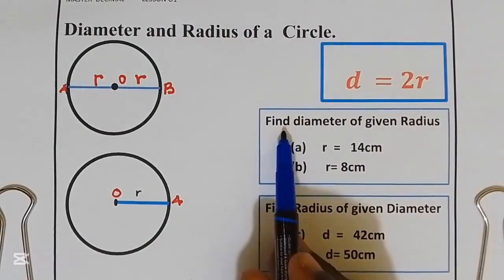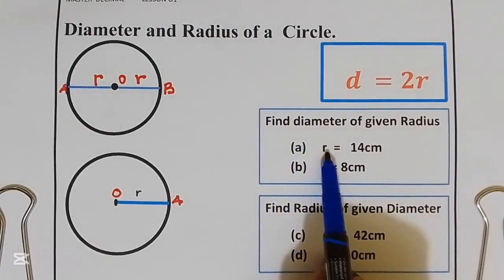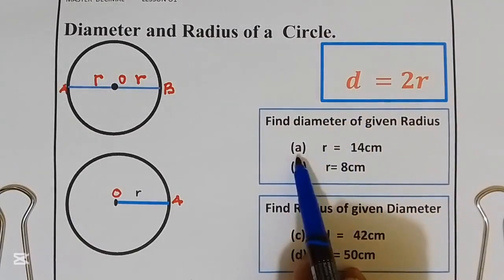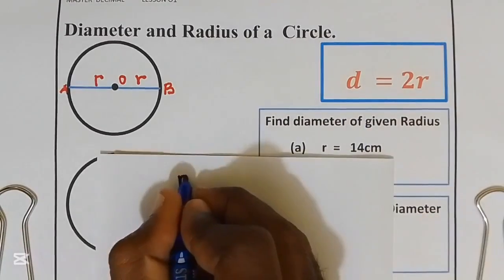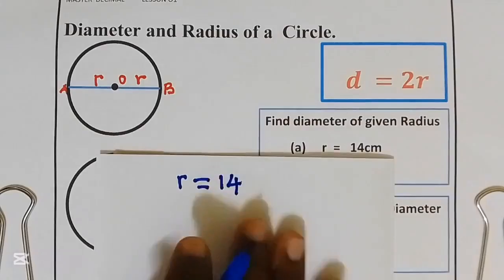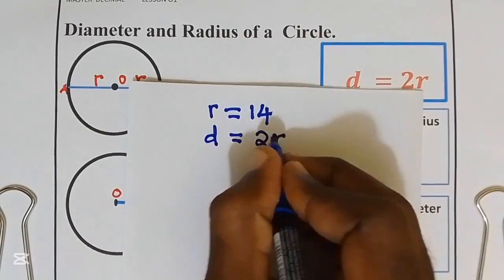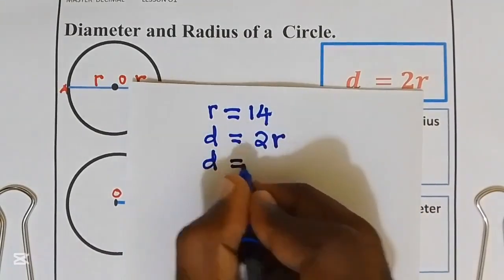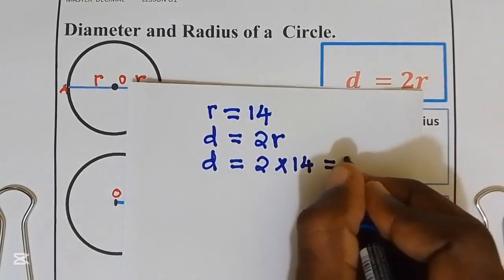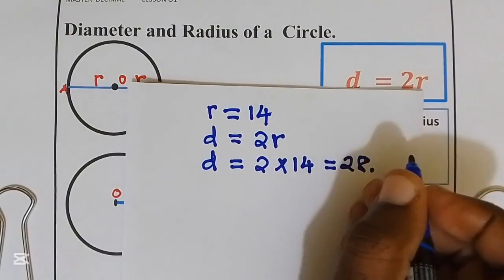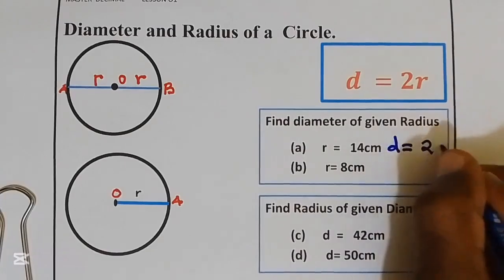Now let's see the examples here. Find the diameter of a given radius. They have given us the radius, and we are going to find the diameter. A, they have given us radius is equal to 14. But we know diameter is equal to 2 times radius. So our diameter is going to be 2 multiplied by 14, which gives us 28. Here, diameter is equal to 28.